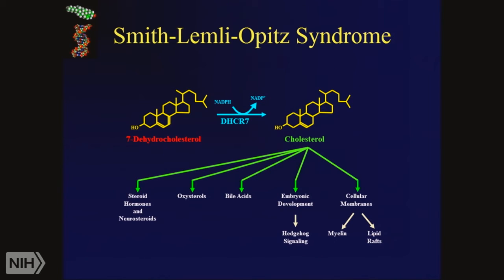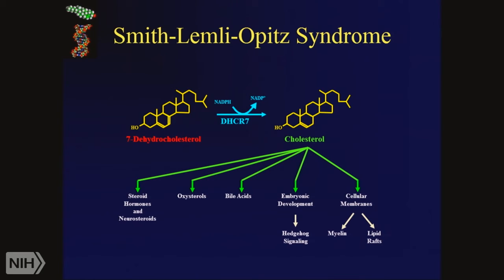So one of the questions we have is, you have this defect in cholesterol synthesis. Why do you end up with this dramatic developmental syndrome? And this relates to the fact cholesterol actually is important. If you have too much, it obviously causes problems. But if you don't have enough, there are normal cellular processes that require cholesterol. It's an essential component of cellular membranes. It's a major component of myelin. It's a major component in what are known as lipid rafts. This is where many signaling molecules are concentrated in the plasma membrane. It's essential for embryonic development, in particular in hedgehog signaling. And then it's a precursor for a lot of other compounds that are essential: steroid hormones and neuroactive steroids, oxysterols, and bile acids.